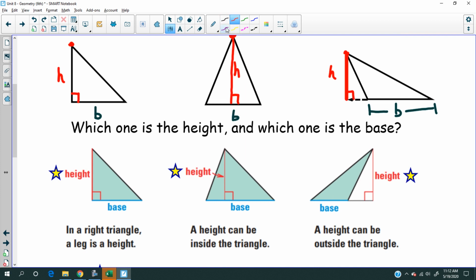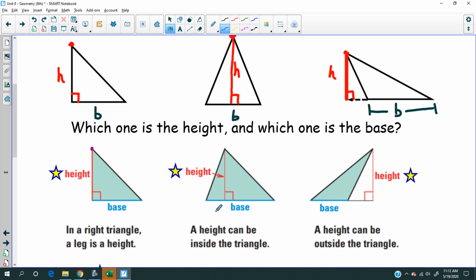Let's go over this real quick. In a right triangle like this guy here, this one's the base and that's the height. How do you know? It's the highest point and it forms a right angle. So the height is perfectly upright. Think like that. It's not leaning toward one side.